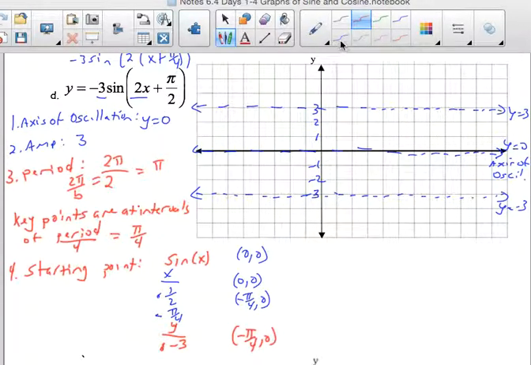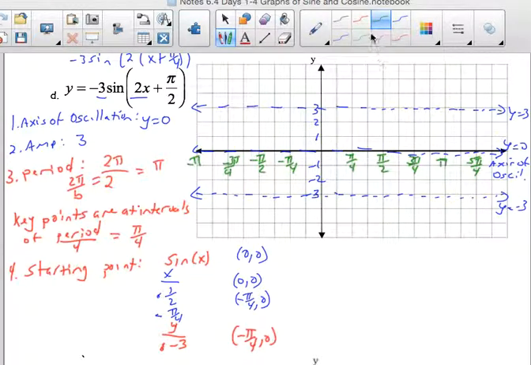I'm going to set up my x scale by letting 2 squares be pi over 4. So let's call this pi over 4. Move over 2 more squares. 2 pi over 4, which I'm going to simplify to pi over 2. Count over 2 more squares. That'll be 3 pi over 4. 2 more squares would be 4 pi over 4, which I'm going to write as pi. 2 more squares, 5 pi over 4. And let's put some on the negative side. So negative pi over 4, negative pi over 2, negative 3 pi over 4, and 2 more, negative 4 pi over 4, which is negative pi.